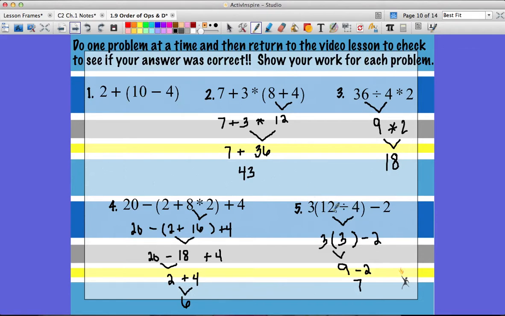All right, so we had to do 12 divided by 4 first because it is inside parentheses. Now, when you see a number next to a parentheses, that means multiplication. So this means 3 times whatever we ended up with in here. And since we ended up with 3, we did 3 times 3 gives us 9. And we bring down the minus 2. 9 minus 2 gives us 7.